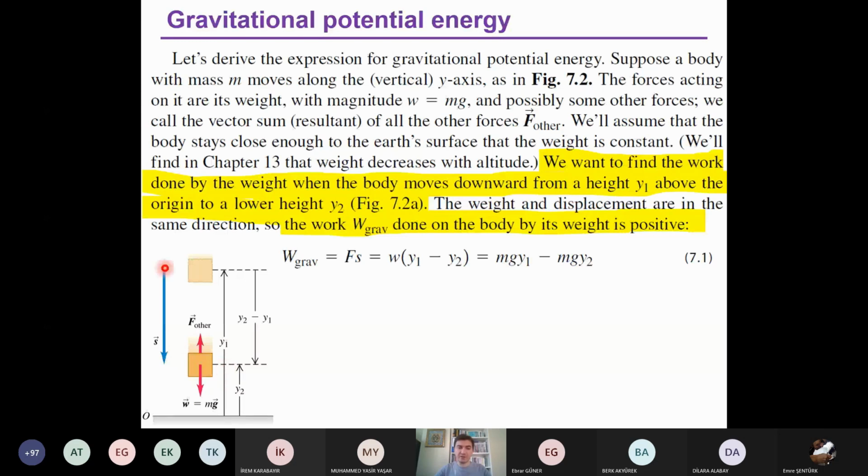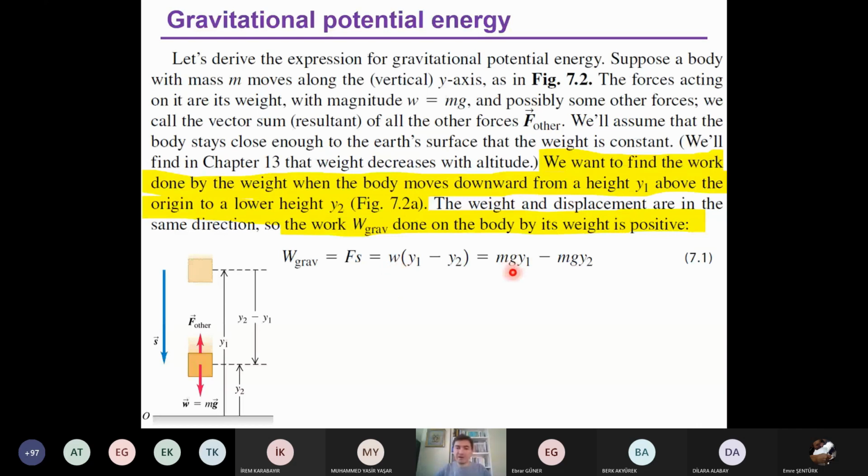So what about the displacement? This was the initial position of the box with the height of y1, and this is the second position of the box, which is given with y2, and this is the displacement vector that I show with the blue color here, okay? Then what about the work done by the gravitational force? Force times displacement, and force is given with W, m times g, and displacement is given with y1 minus y2. Okay, this is the displacement here. If you open this weight with mg, here we have mg y1 minus mg y2.